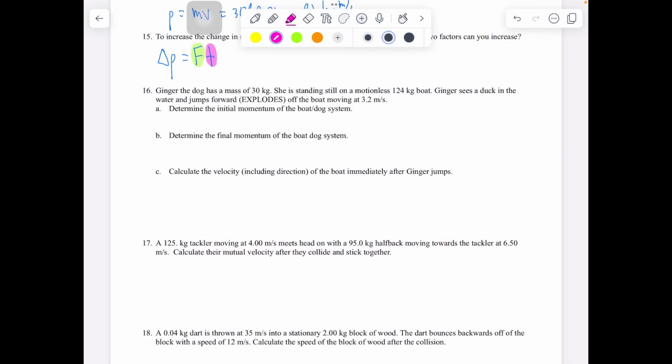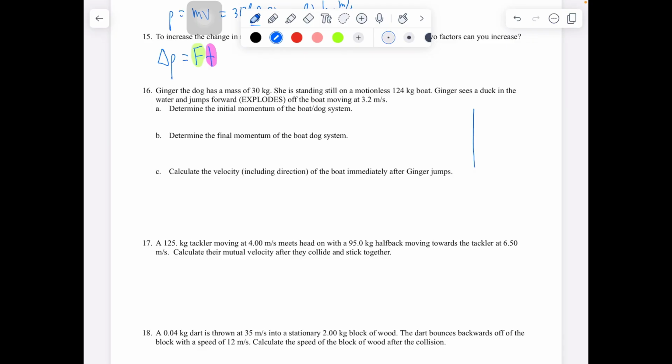Ginger the dog has a mass of 30 kilograms. She is standing still on a motionless 124-kilogram boat. Ginger sees a duck in the water and jumps forward off the boat, moving at 3.2 meters per second. Okay, this is the start of going over collision problems. These are your explosions. These are your inelastic collisions. These are your elastic collisions. Again, I really, really, really recommend drawing pictures for any type of momentum problem.